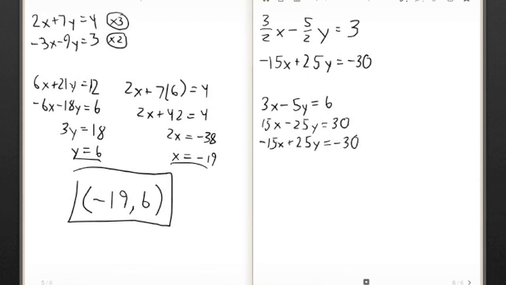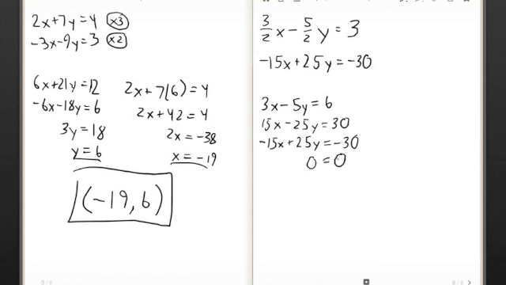So now let's add them so that we can eliminate negative 25y and 25y. We'll get 15x plus negative 15x is 0. Negative 25y plus 25y is 0. And 30 plus negative 30 is 0.